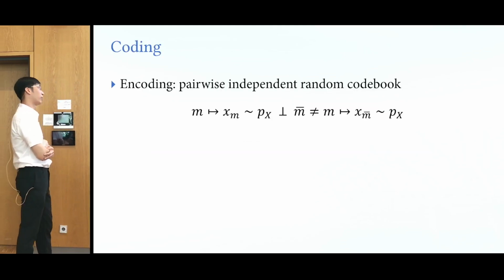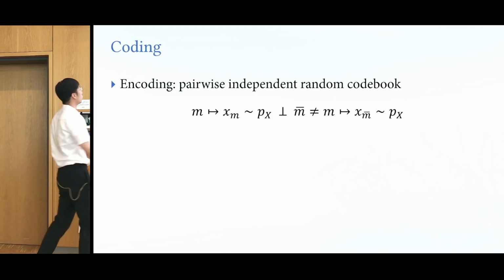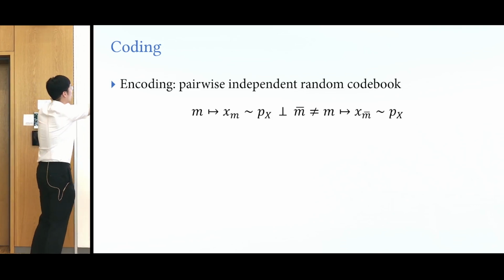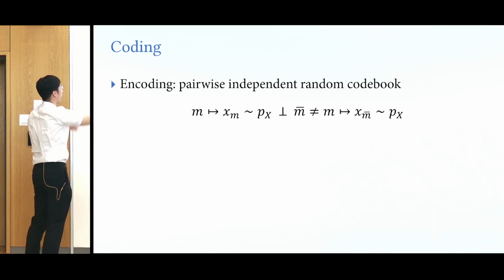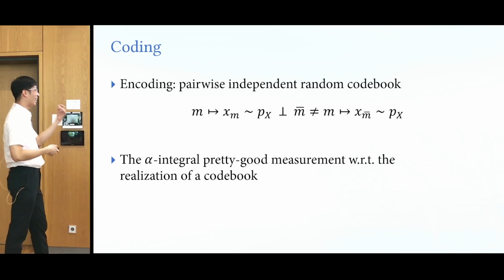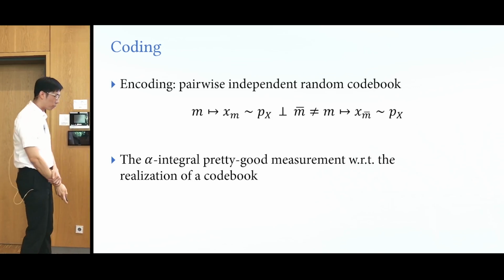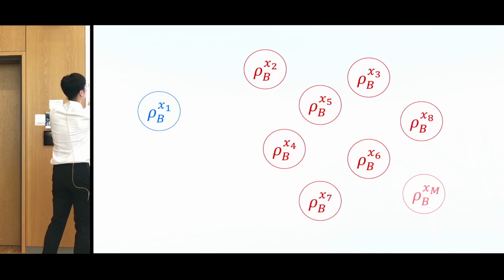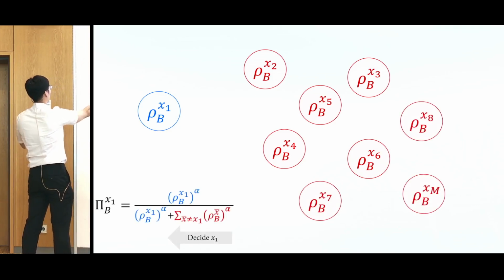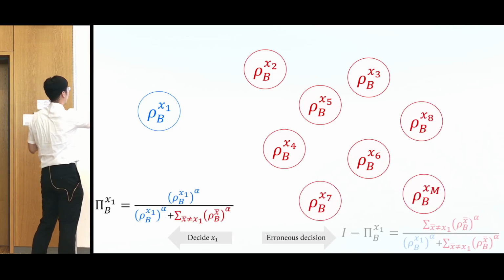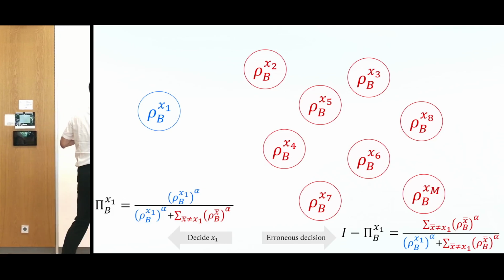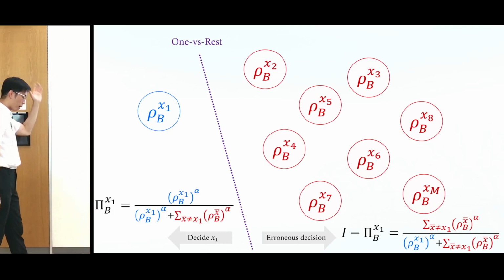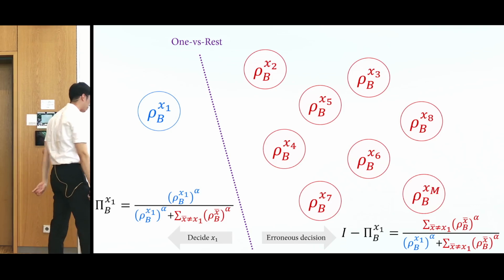The coding is basically the same as people did before. We use a pairwise independent random codebook. For any uniform message, we pick a codeword according to some distribution, and it's pairwise independent. For the decoder, we use the alpha integral PGM with respect to a realization of the codebook. Essentially, suppose this message is sent and that's our alternative, and we apply the integral PGM like this. It decides this way, and the complement decides the other way. So essentially, we are still using this one-versus-the-rest binary classification method.